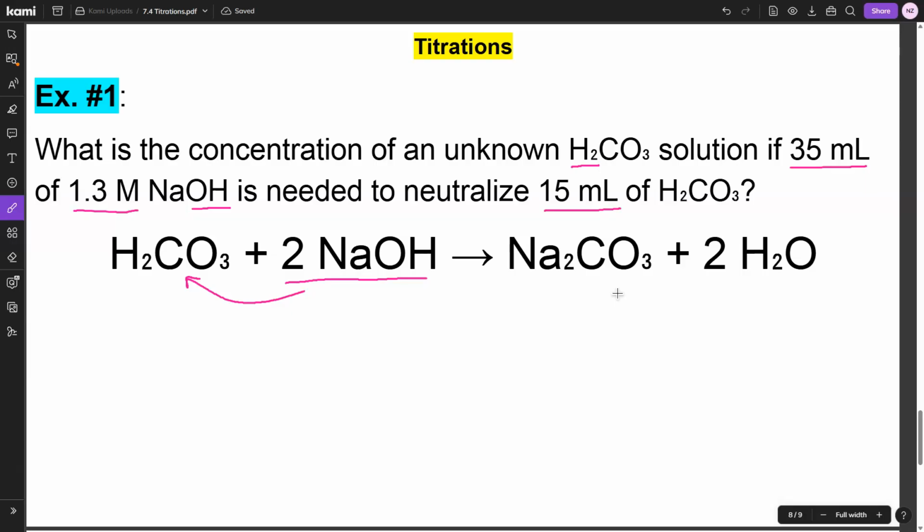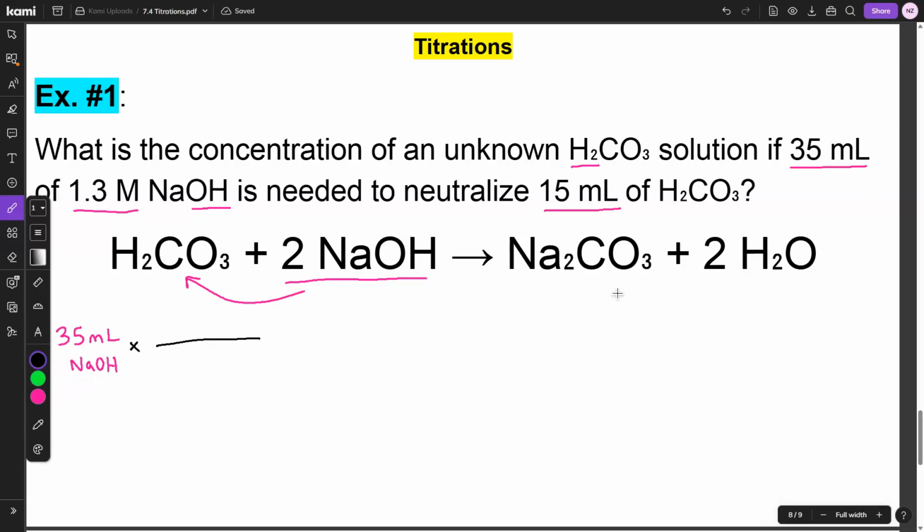So we're going to start with our given. And if you recall, you can only start with milliliters. You should never start with molarity. So this is 35 milliliters of NaOH. And we're going to need to convert this into moles. We're trying to find the molarity of our H2CO3, so we are going to need to get moles. So let's convert this to liters. Then we'll convert it to moles. Then we'll do a mole ratio. And then we will find molarity.